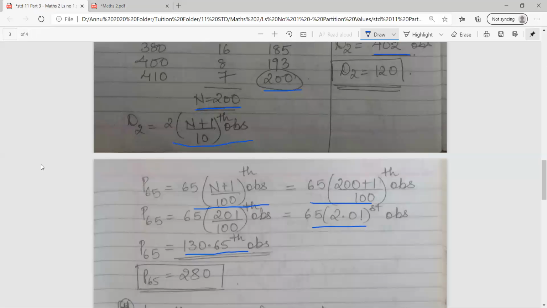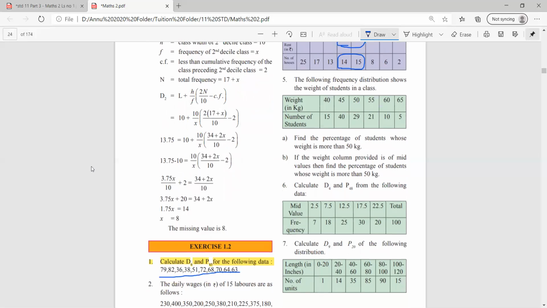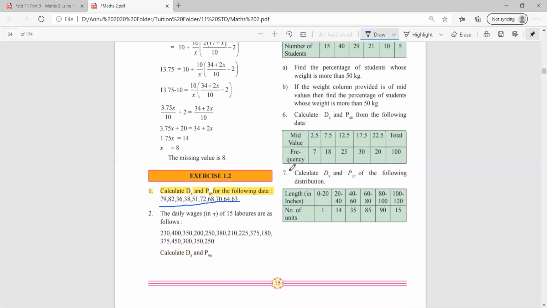The pattern is the same. You will draw the CF column and then you can calculate all the three values just as sum number 3. So this you can solve as an assignment. Now I'm taking sum number 7 directly because these are similar sums which we have already covered in the previous exercise.